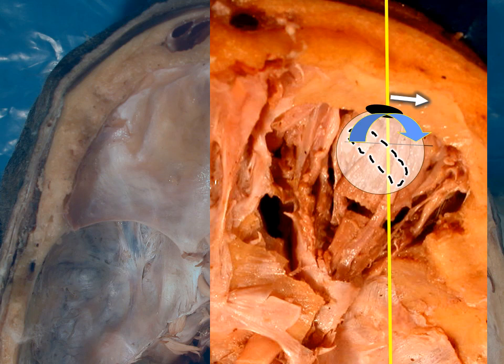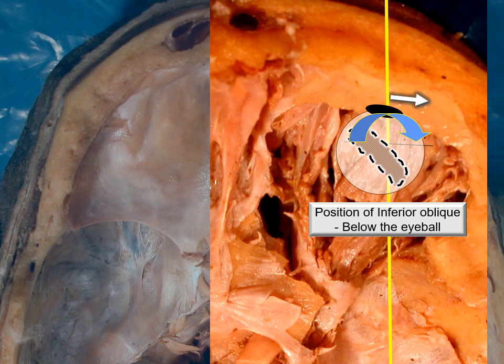The muscle is on the inferior aspect. That is why we will make it a little lighter shade, suggesting that it is on the inferior aspect. Position of the inferior oblique below the eyeball. You see, we have lightened it, so it suggests that it is below the eyeball.